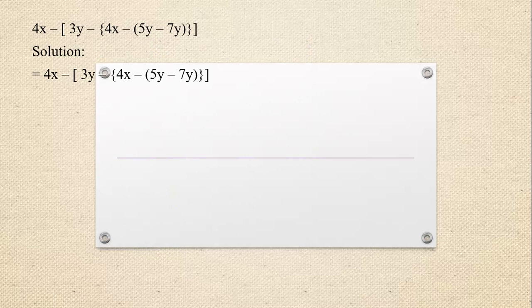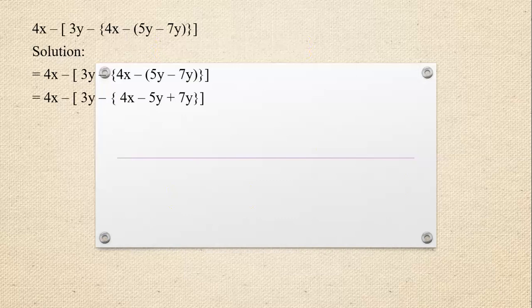Now here again we have to solve the curve bracket first. We have the minus sign before the curve bracket. We have to multiply this minus sign by the inside signs. The expression will become 4x minus square bracket 3y minus curly bracket 4x minus 5y plus 7y curly bracket close and a square bracket close. Here we have two like terms inside the curly brackets. We have to solve them.